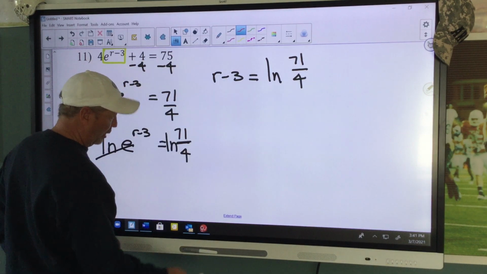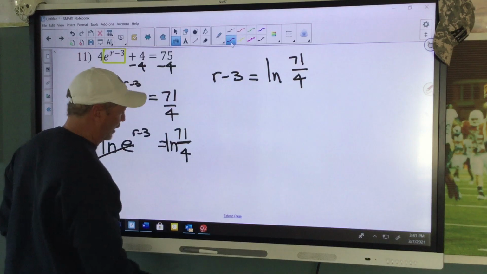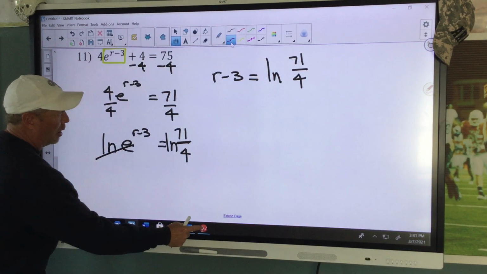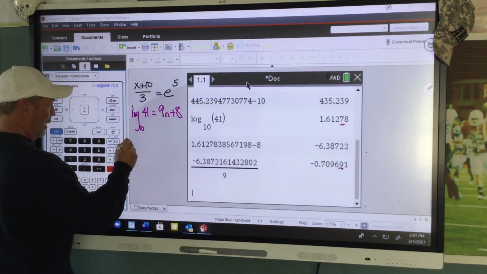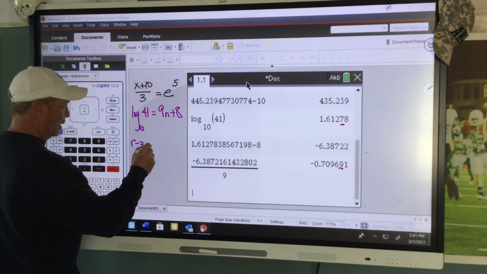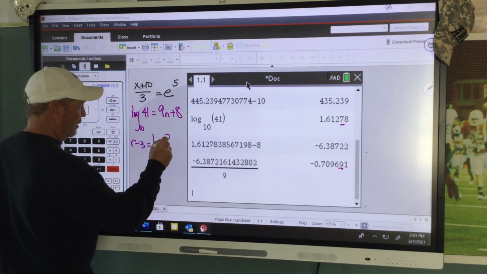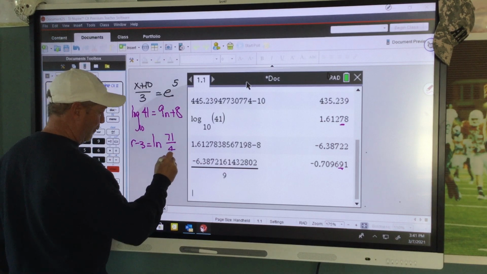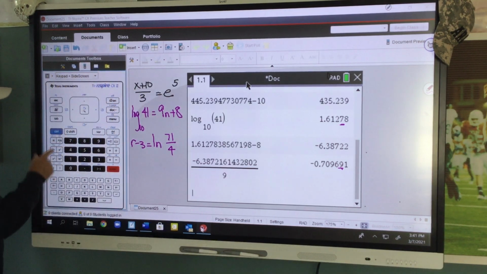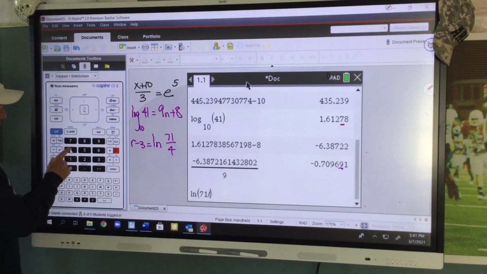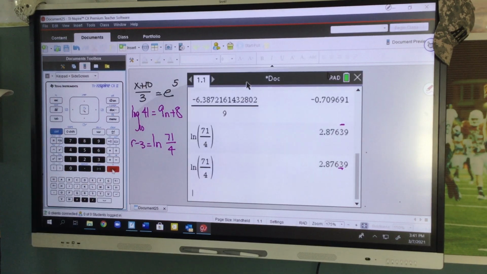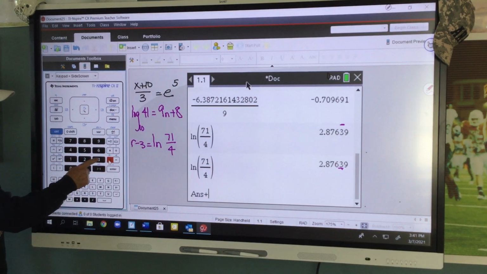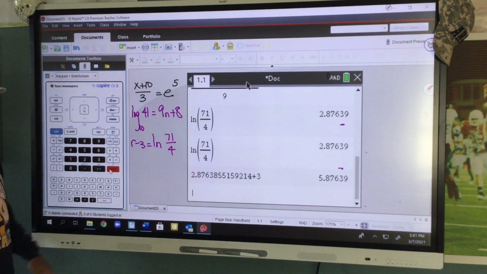Okay? Let's go to the calculator. R minus 3 equals the natural log of 71 divided by 4. All right, so control, we get the natural log of 71 divided by 4. We're going to say enter. And then we're going to add 3, plus 3. Enter. All right, there's my answer.